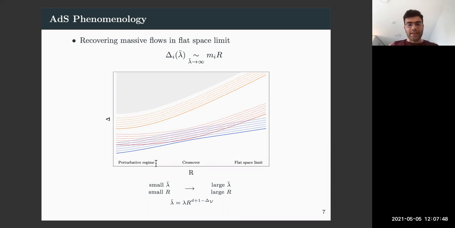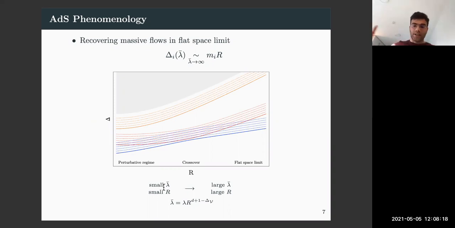So what we expect is that we have this bunch of multiplets, the primaries with the descendants which are integerly separated on top of them. For example, here each color represents one of these multiplets, and the solid line is the primary, and the dashed line is the descendants on top of them. And we start from perturbative regime, small r, small lambda bar, and we can do a perturbative calculation within diagrams.